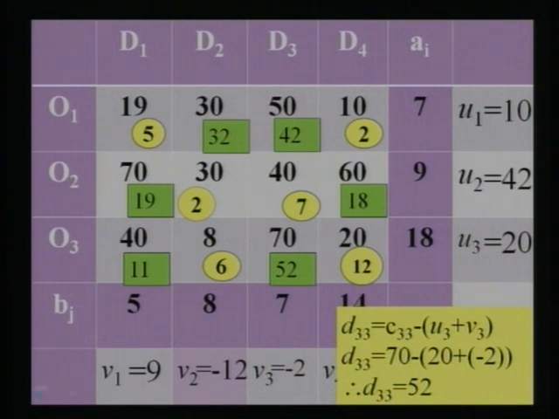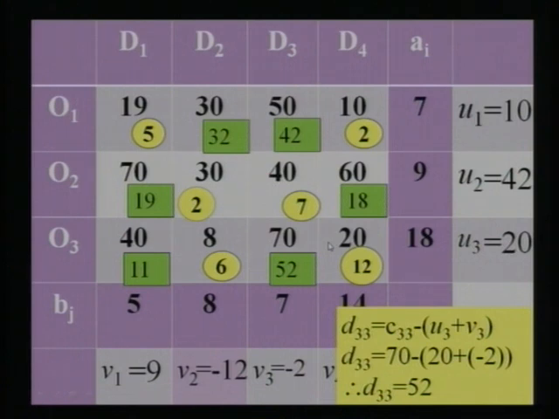For example, let us consider the last one, D33. What was D33? D33 means third row, third column. It is defined as C33 minus U3 plus V3. C33 is 70. U3 is 20 and V3 is minus 2. So 20 plus minus 2 is 18. Again minus sign, so 70 minus 18, so 52. Therefore this 52 is there. So this is the way we have calculated all green values, that is Dijs or opportunity costs.